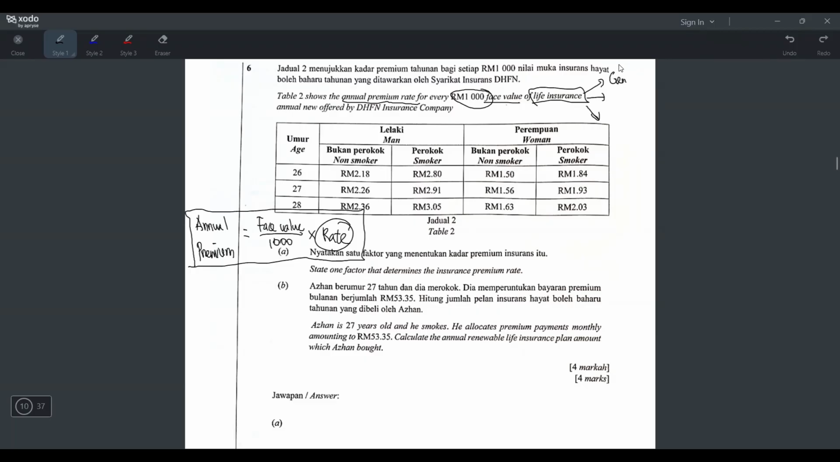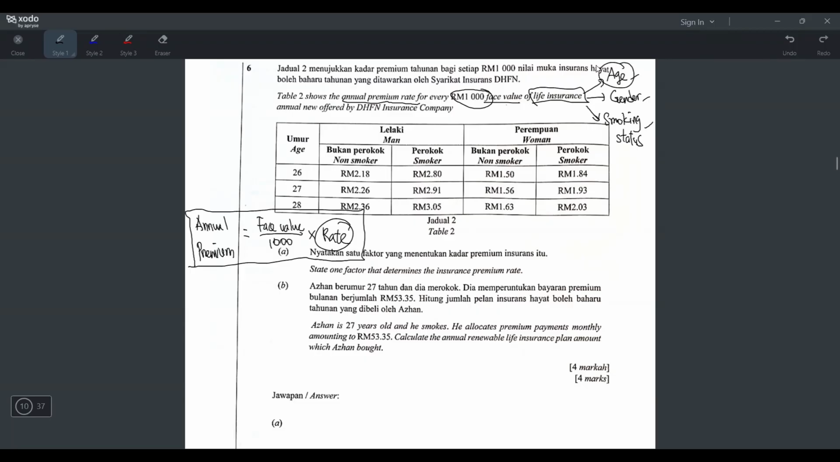Okay, or I write age first. Age. Okay. Then the second one is gender. And then the third one is smoking status. Okay, smoking status, right? And I can explain a bit why these three things will affect the rate.